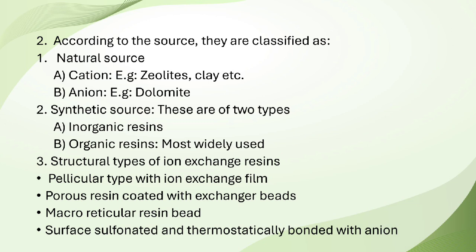According to the source, they are classified as: first, natural source, cation, example zeolites, clay, etc.; anion, dolomite. Second, synthetic sources. These are of two types: first is inorganic resins, second is organic resins, which are most widely used. Third is structural type of ion exchange resins, that is pellicular type with ion exchange film, porous resin coated with exchanger beads, macroreticular resin beads, and last is surface sulfonated and thermostatically bonded with anion.